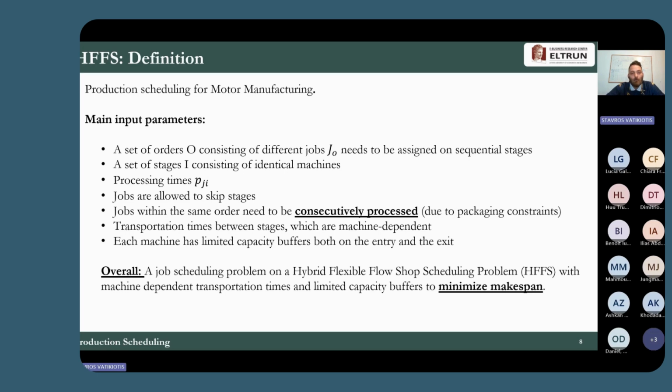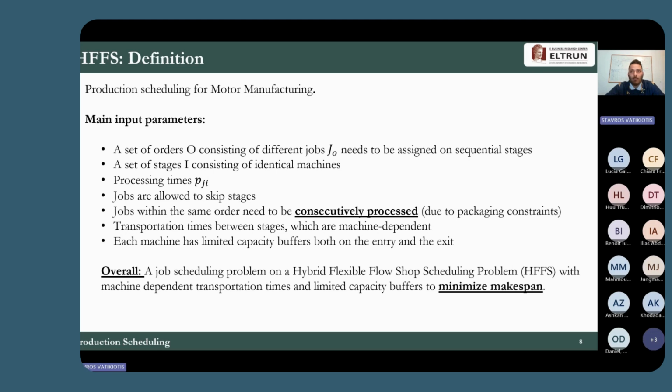We have the processing times, and jobs are allowed to skip stages because not every job needs to get through the operation that each stage is assigned to. Then we also have a really practical constraint where jobs within the same order need to be processed consecutively. And this constraint originates from the packaging constraints due to the limited capacity of warehouses.